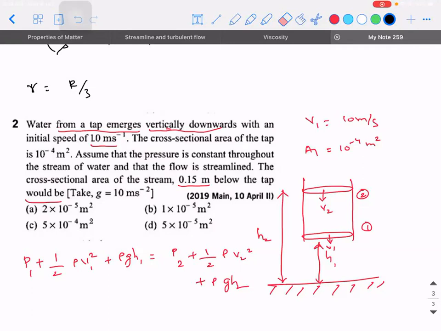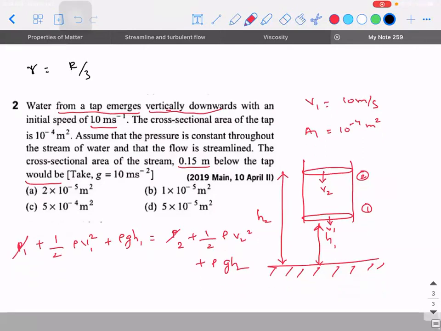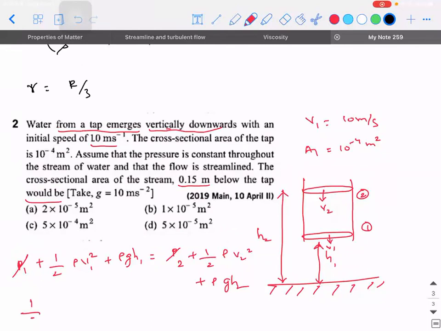Pressure is constant, so as a result P1 equals P2. So those two things will get cancelled. Half rho into V1 square minus V2 square is equal to rho g into H2 minus H1. So rho will also get cancelled. Right. Now, one unknown, one equation. Can you find it out?